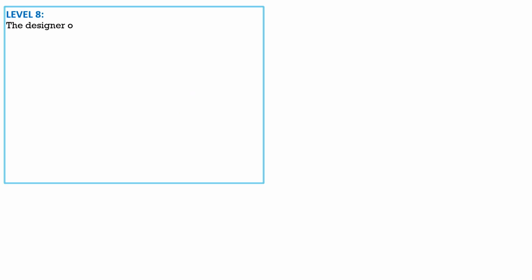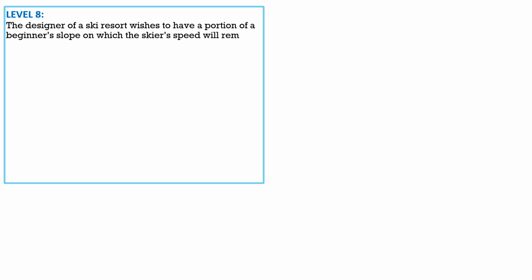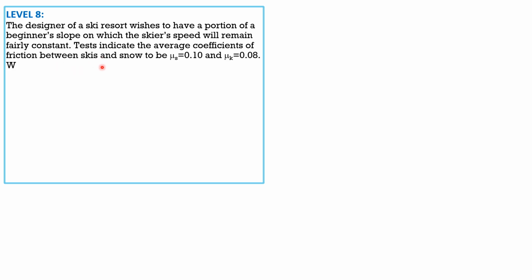Level 8. The designer of a ski resort wishes to have a portion of a beginner's slope on which the skier speed will remain fairly constant. Tests indicate the average coefficients of friction between skis and snow to be mu sub s 0.10 and mu sub k 0.08. What should be the slope angle theta of the constant speed section?